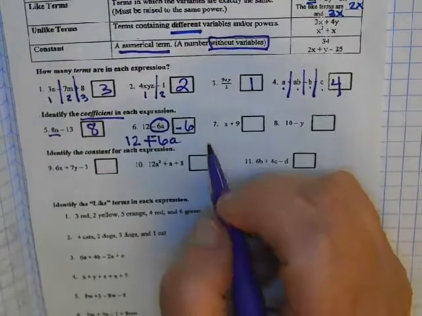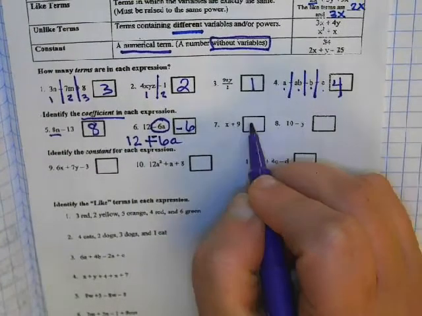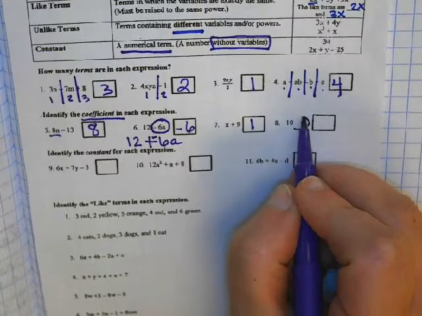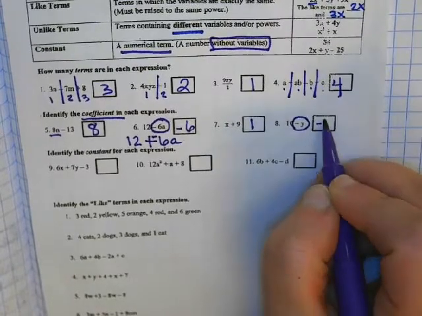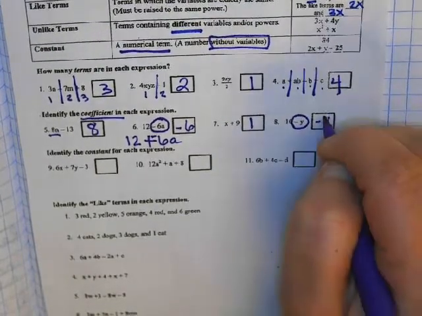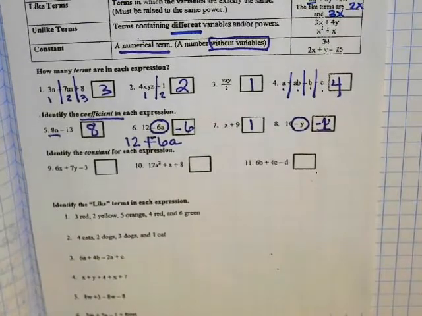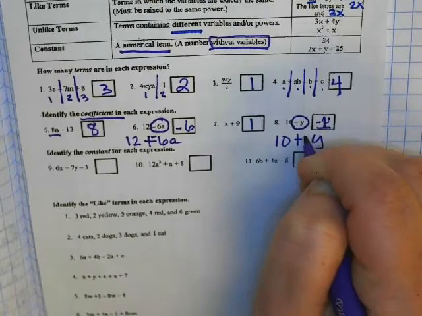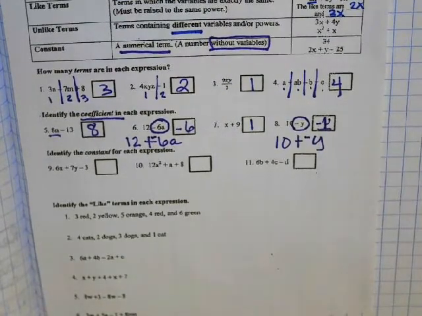On x, remember there's a hidden 1 there. And then the same thing as 6 goes for number 8. We take the whole sign with it. That is a negative 1, a negative 1. And if we had 10 minus y, keep, change, opposite. There is a negative 1 hiding there.